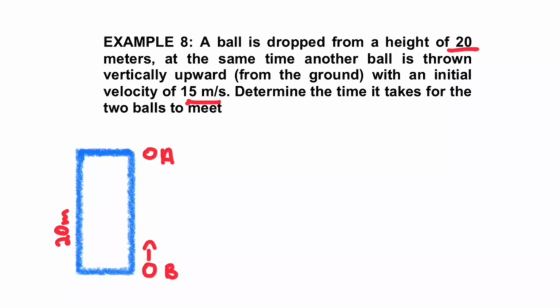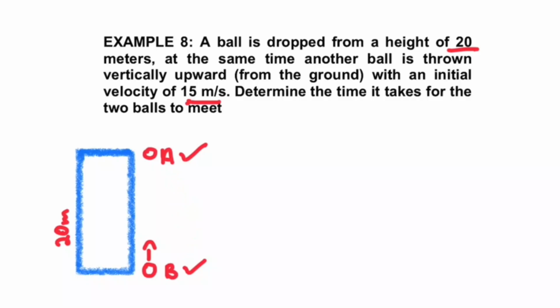Let's take a look at the sketch. So we have the ball that is being dropped. Let's call that ball A, okay? And then we have the other ball that is being thrown up at an initial velocity of 15 meters per second. Obviously, they're going to meet somewhere in the middle. What we want is the change in time, the time it takes for the 2 balls to meet. Let me show you how we tackle this type of problem.